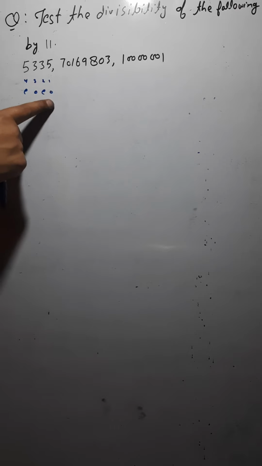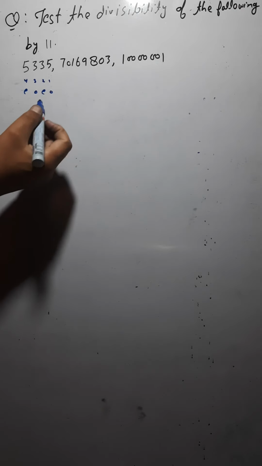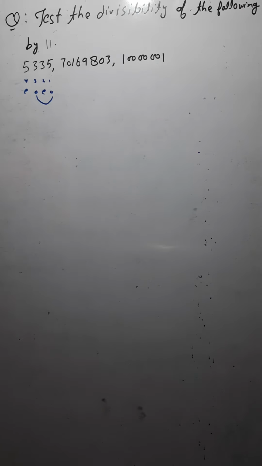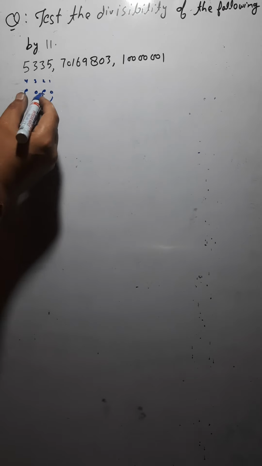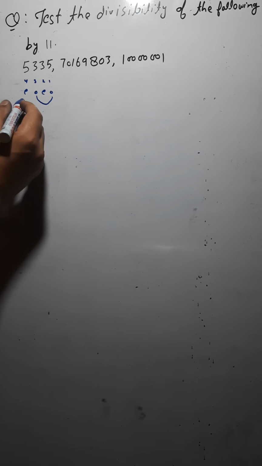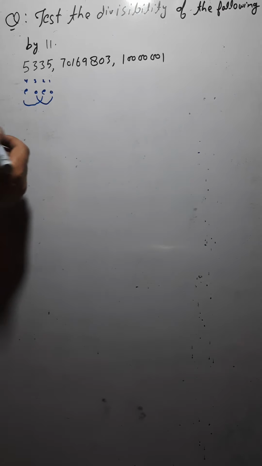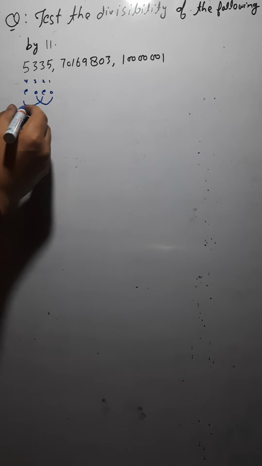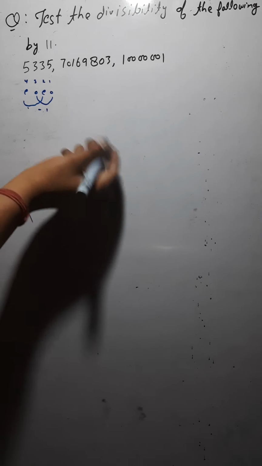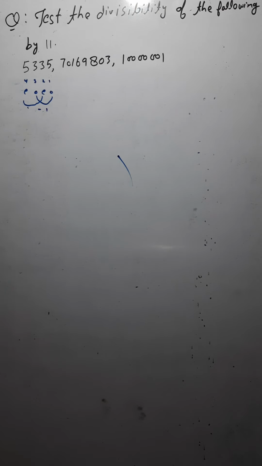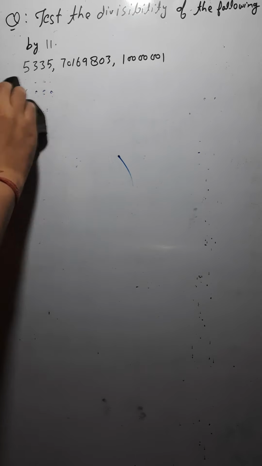If the sum of the digits at odd places and the sum of the digits at even places, if their difference is divisible by 11, then the given number is also divisible by 11. Okay, so let's do the first one. Hope you would understand this after.